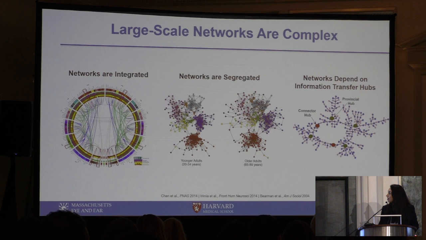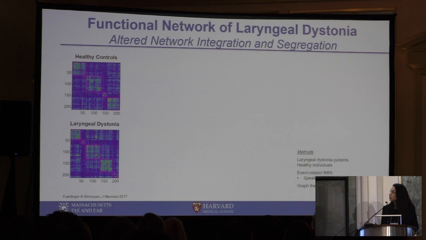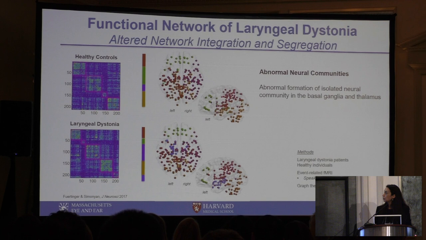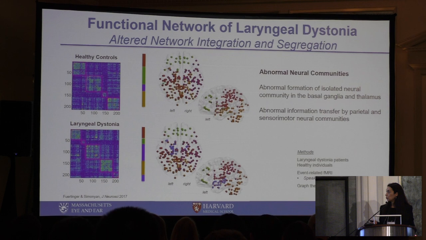So looking into patients with laryngeal dystonia, we noticed that these networks are disorganized. You see on the top figure different neural communities represented with different colors. Spheres represent different brain regions. And you can see that in patients there is normal formation of an isolated neural community in the basal ganglia and thalamus, as well as abnormal information transfer by parietal and sensorimotor neural communities, meaning that the spheres are reorganized in their color, if you want to see this visually.